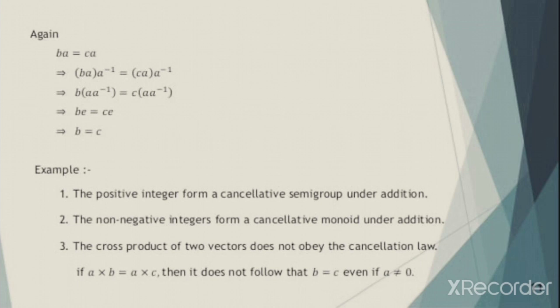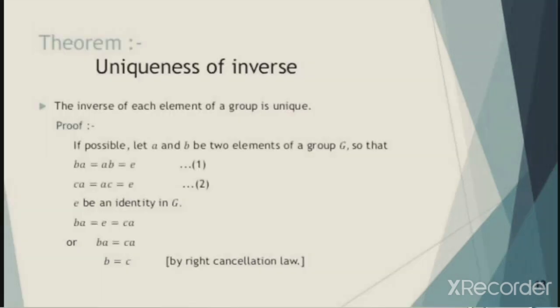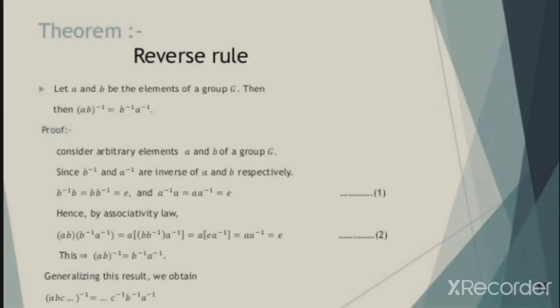Now examples based on this. The next theorem is uniqueness of inverse. The inverse of each element of a group is unique. Proof. If possible, we consider b and c to be two inverses of a in order to prove that. So ba is equal to ab is equal to e, and ca is equal to ac, which is equal to e. So e is an identity in G and ba will be equal to e, which will be equal to ca, or we can write ba is equal to ca. We can cancel out a, so b will be equal to c. This is by the right cancellation law.